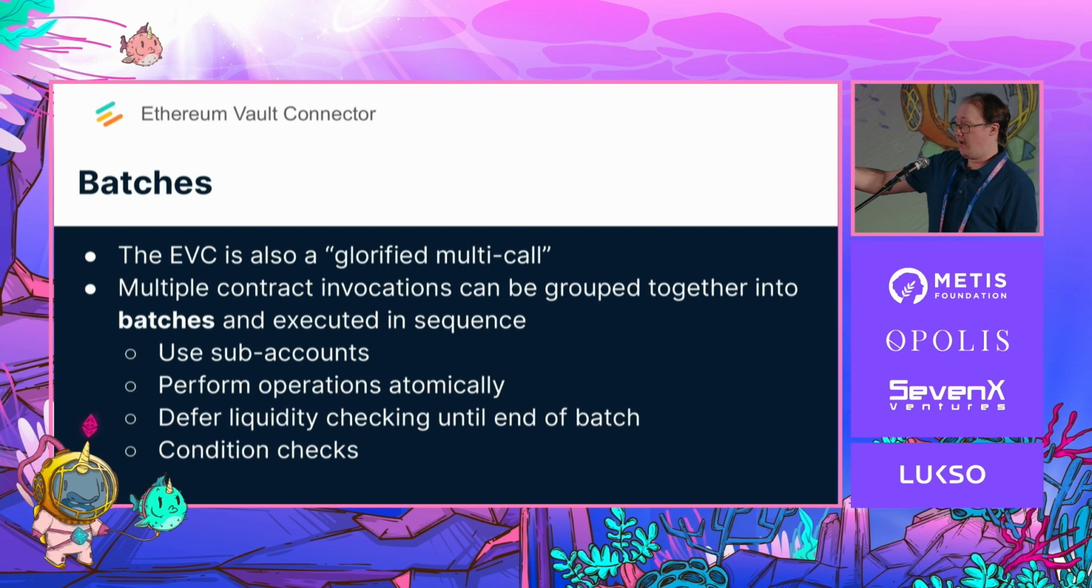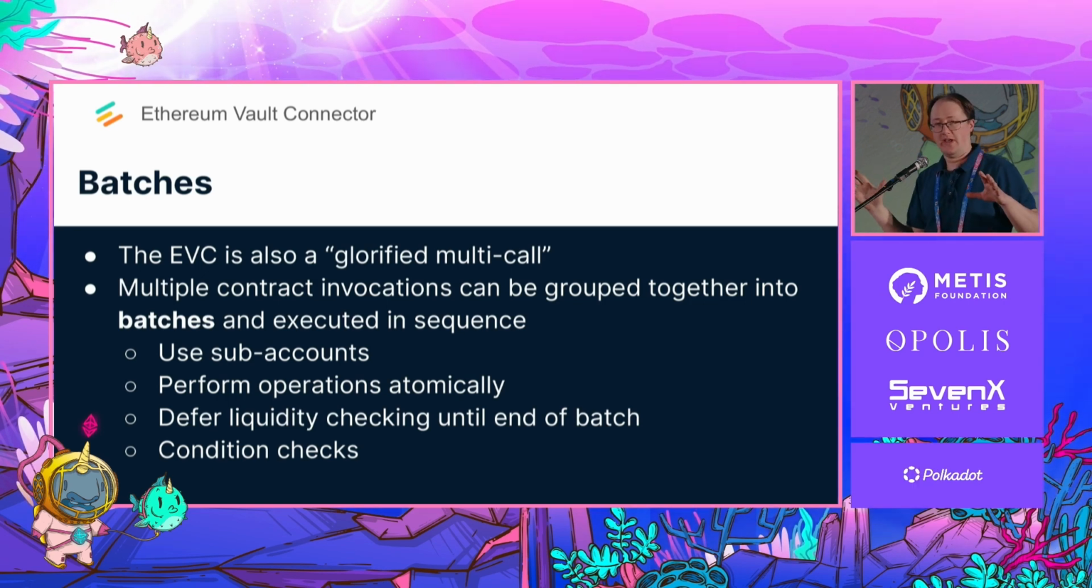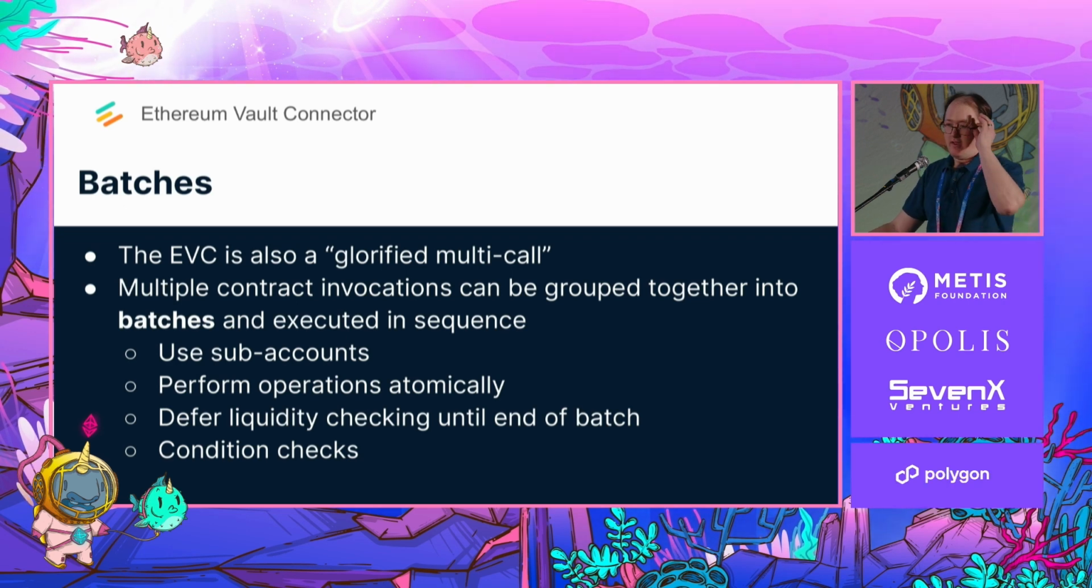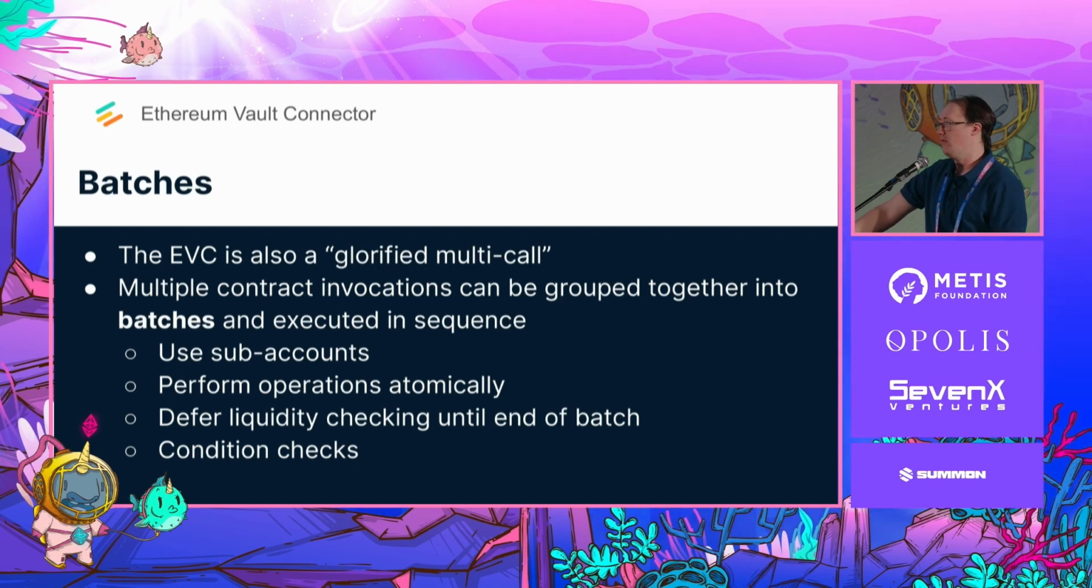And one of the things that the EVC also supports via batches is the use of sub-accounts. If you've seen Euler 1, we actually allow you to have 256 virtual accounts underneath your main account, even if you're just a regular EOA using MetaMask or something. You can have multiple independent, isolated accounts, each with their own position setups. Batches also allow you to perform operations atomically. In other words, both of them will succeed or none of them will.